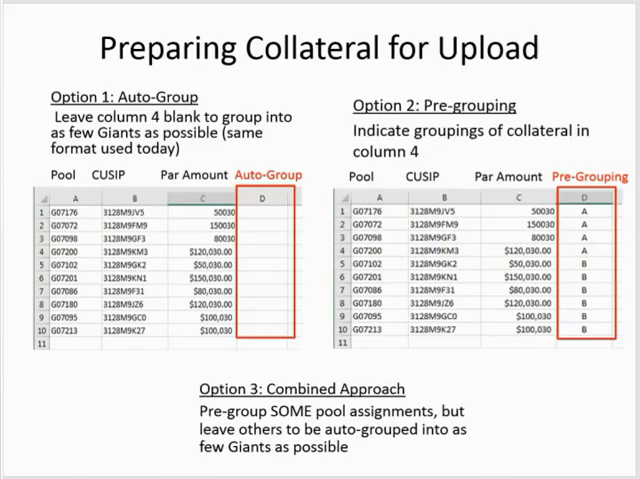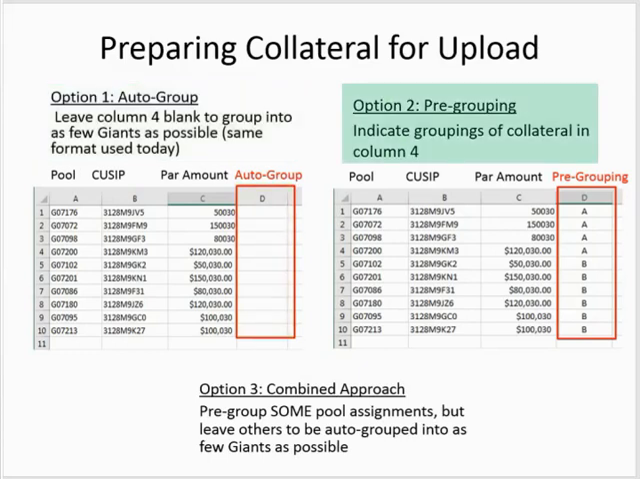The first step is to put together your collateral list, which uses the same format as you use currently, a CSV file with a column for the pool number, CUSIP, and the par amount to contribute. Option 1 is if you want Dealer Direct to form as few Giants as possible from your list. Leave the fourth column blank as you normally would, and Dealer Direct analyzes the collateral and suggests as few Giants as possible out of the collateral. We'll call this the auto-grouping method.